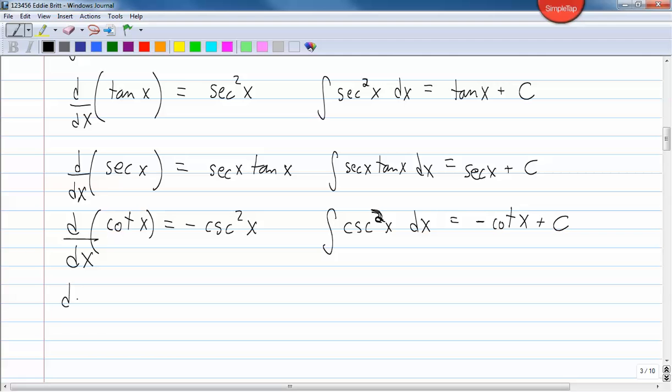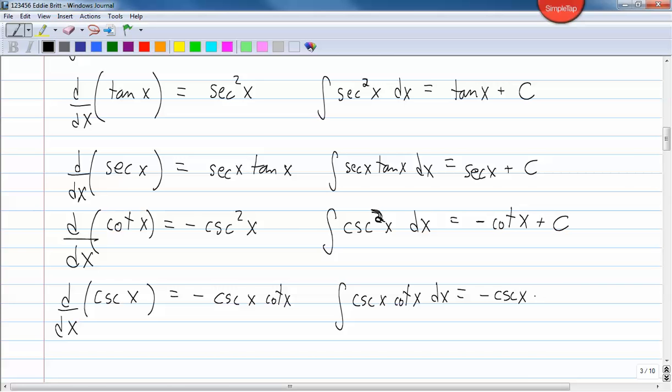Alright, there's one more basic trig function, and that is cosecant x. The derivative of cosecant x is equal to negative cosecant x cotangent x. So that means the integral of cosecant x cotangent x has to be equal to negative cosecant x plus c.